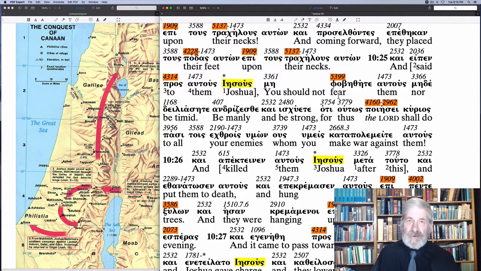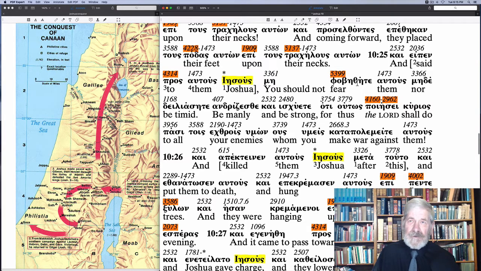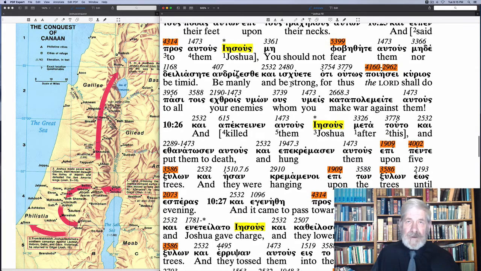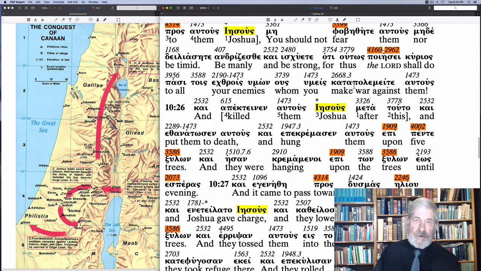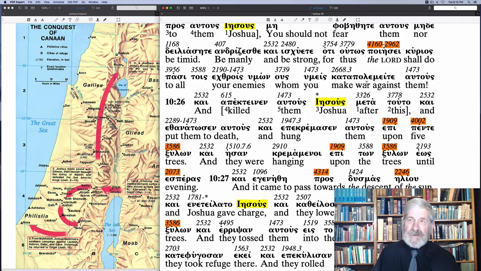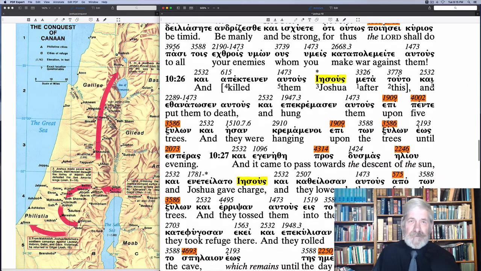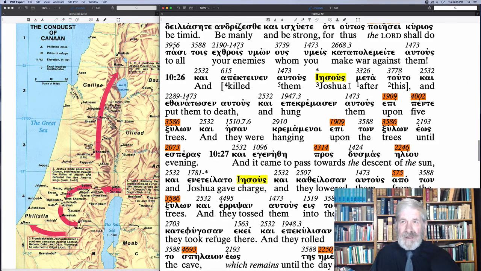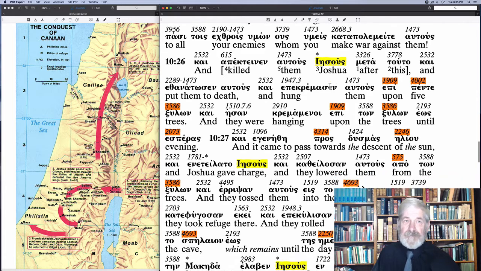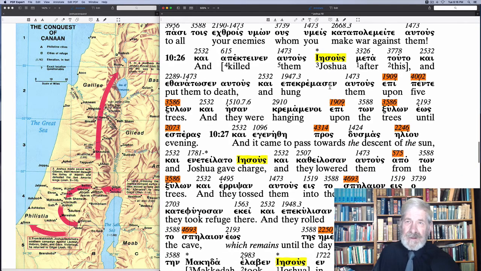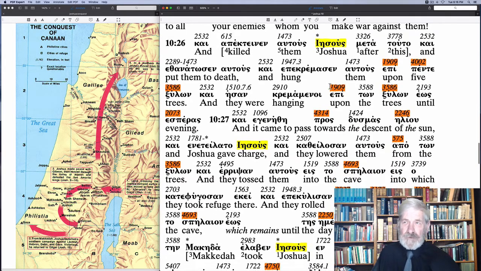And Isus said to them, you should not phobithete, fear, phobia, them, nor be timid. Be manly and be strong, for thus the Lord shall do to all your enemies whom you make war against them. Imperative. And after this, Isus killed them. Now, whether he did it himself or had them done, doesn't say. And put them to death, and hung them upon 5 trees.